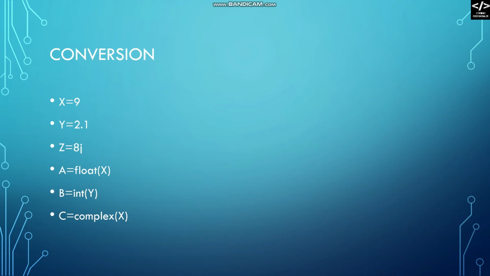Now let's talk about conversion. So let us assume three values: x equal 9, y equal 2.1 and z equal 8j. So x is an integer, y is a float and z is a complex number.